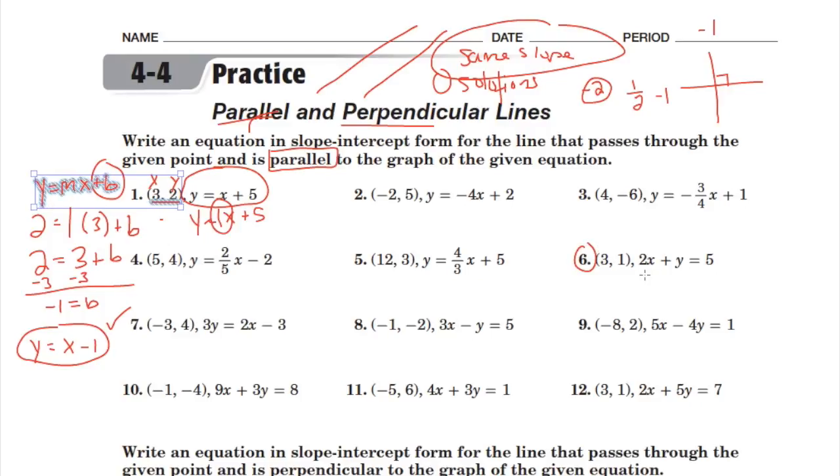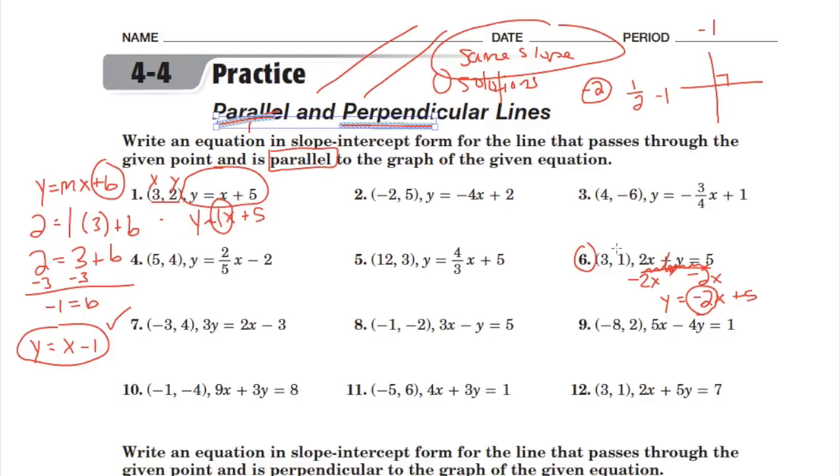Number 6 is written in standard form, and it says to write in slope-intercept form, so I'm going to change that by subtracting 2x from both sides, and I get y equals -2x plus 5. Sorry, that looks like a division sign right there. I don't want that to be there. Just minus 2x from both sides to get it in slope-intercept. Now, the slope of this line given is -2.